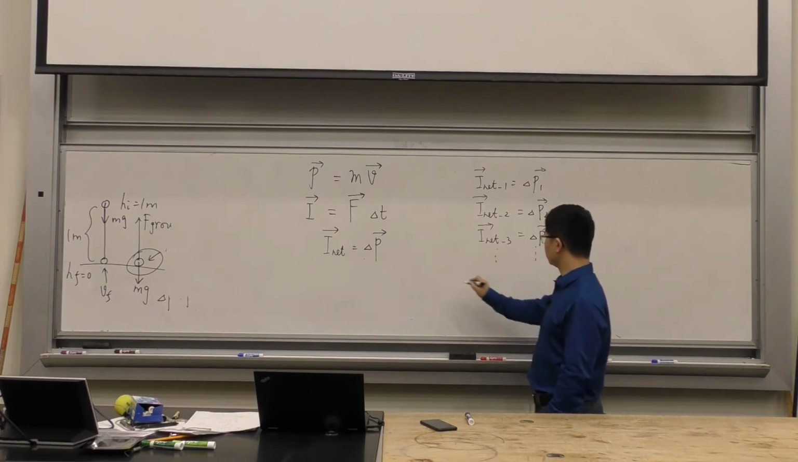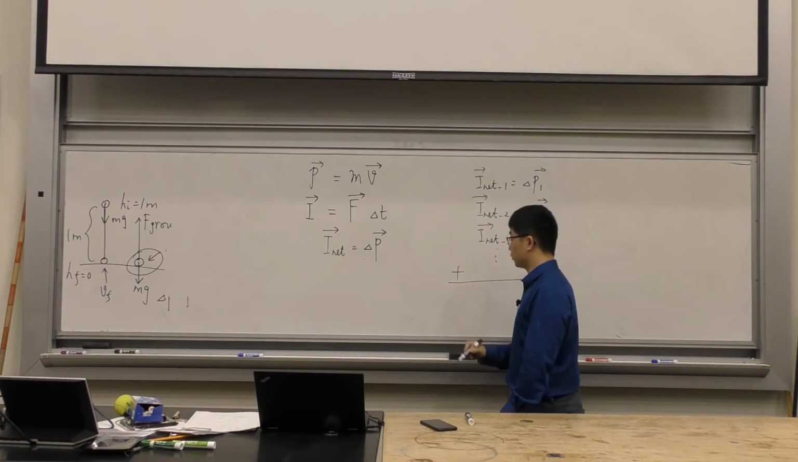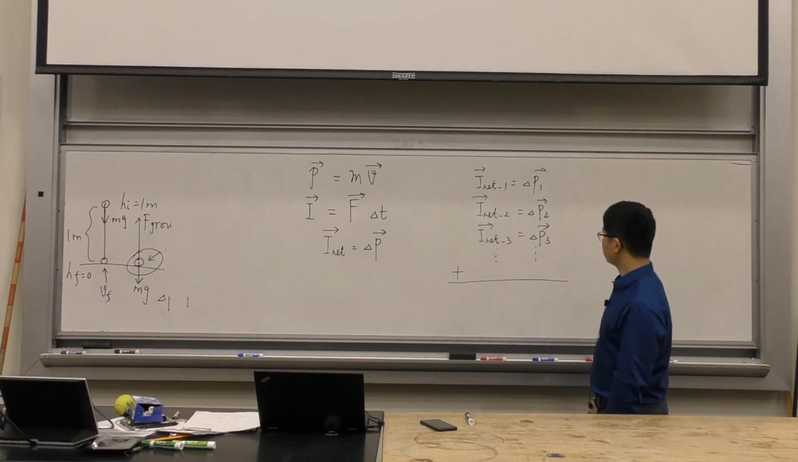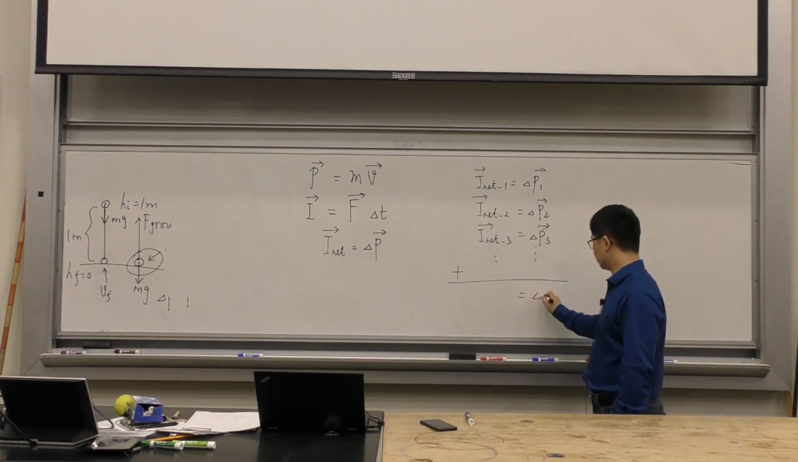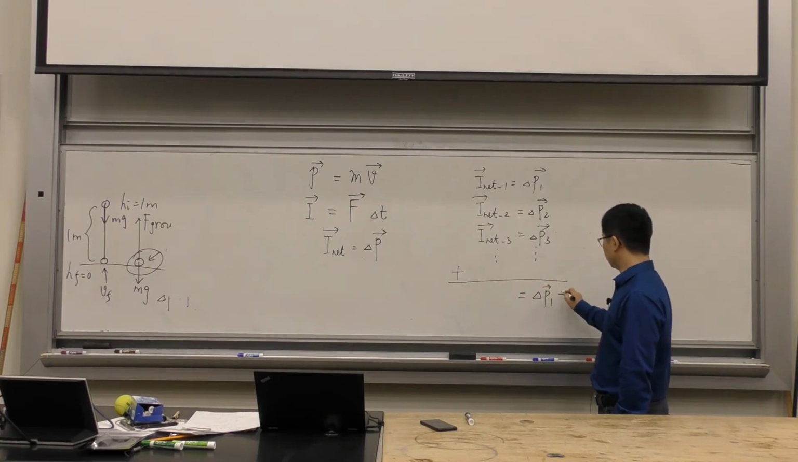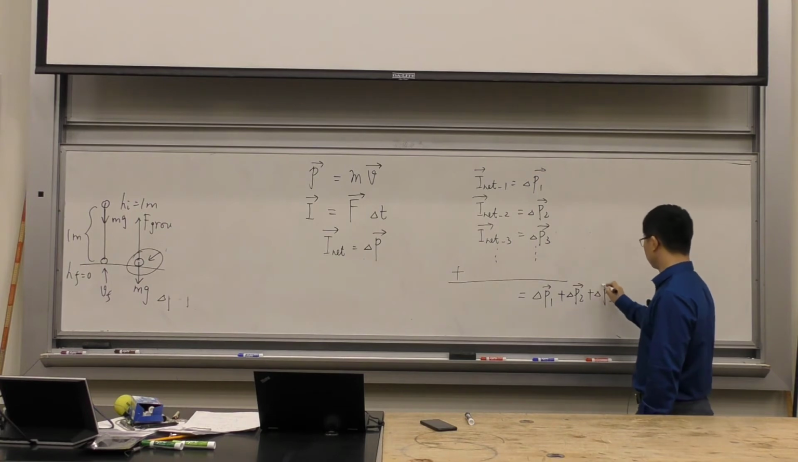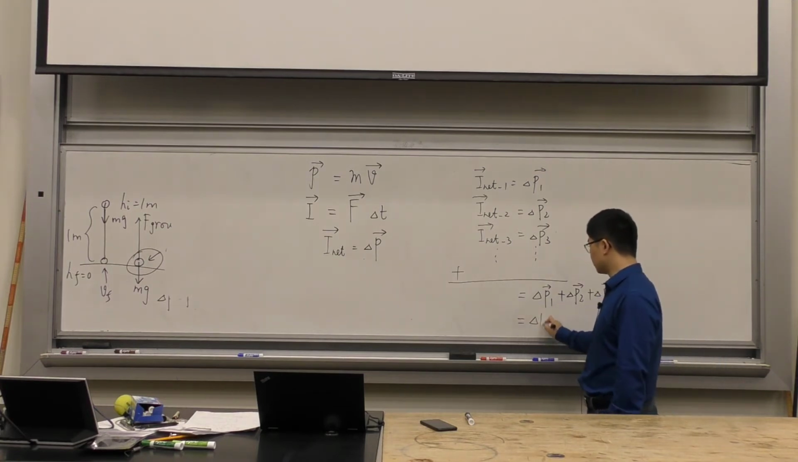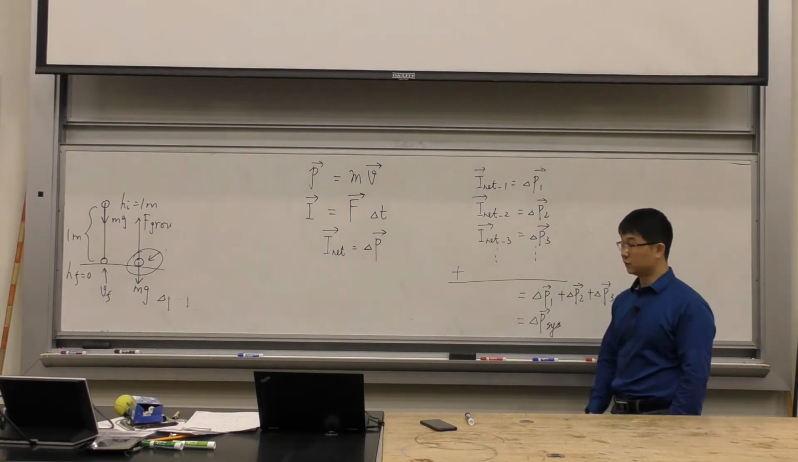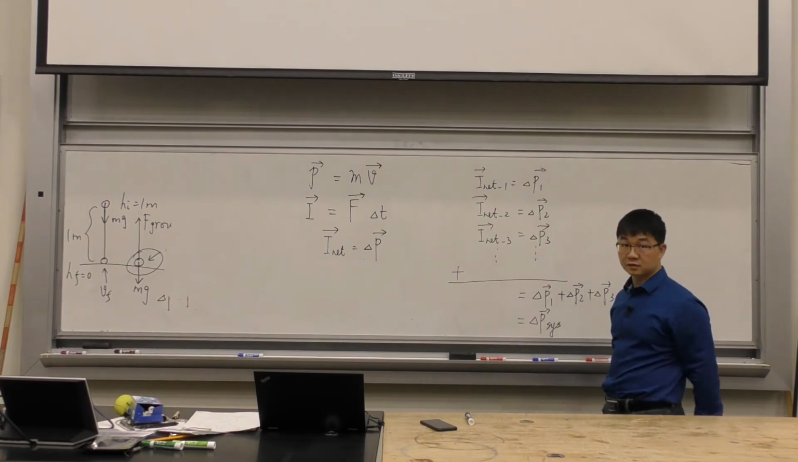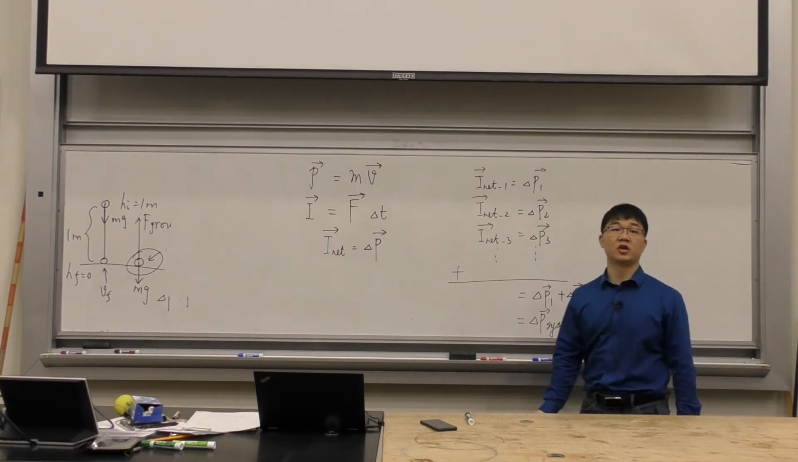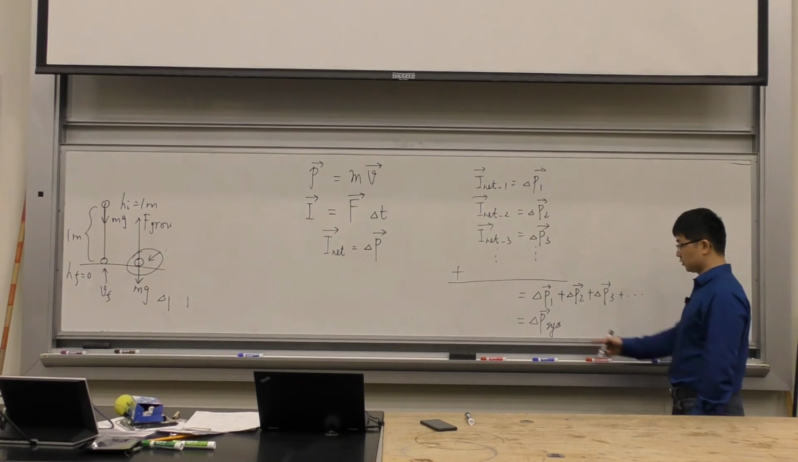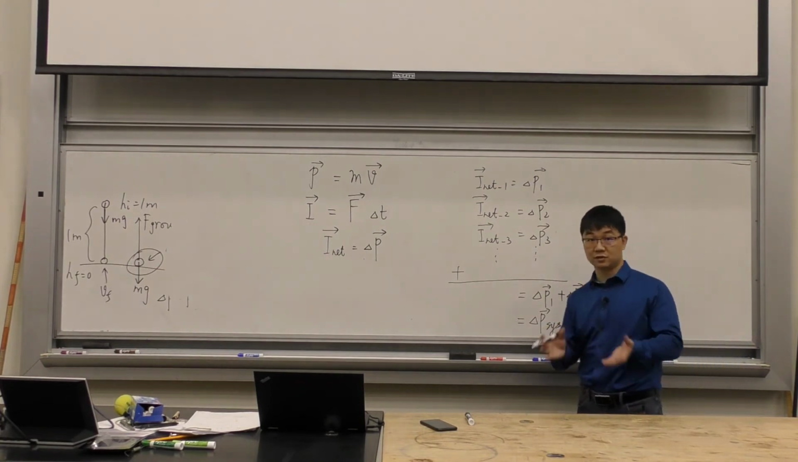Now what I'm going to do is add all these equations together. If you add all these equations together, the right-hand side is easy. You just get delta P1 plus delta P2 plus delta P3, and so on. That's just going to be the change in momentum of the system. You have a system, you have a lot of things, and the momentum is changing. You add all these changes together, you just get the change in momentum for the whole system.